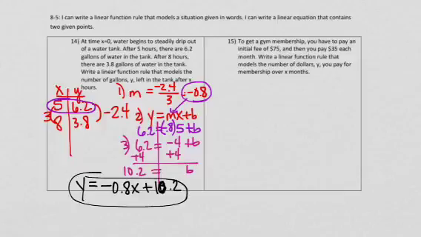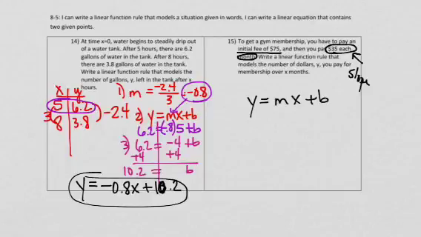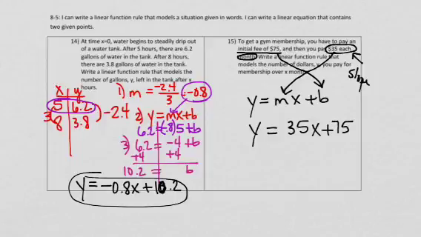And the last problem. To get a gym membership, you have to pay an initial fee of $75, and then you pay $35 each month. So we're looking at that keyword each. That tells us 35 is the slope, or the rate of change. So I have y equals mx plus b. My rate of change is 35, so that's the m, which means the initial fee, or the initial value, is 75. So my answer is y equals 35x plus 75.